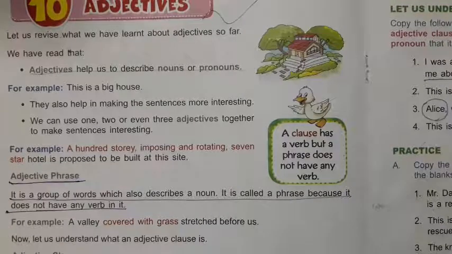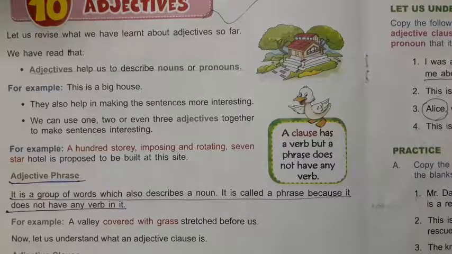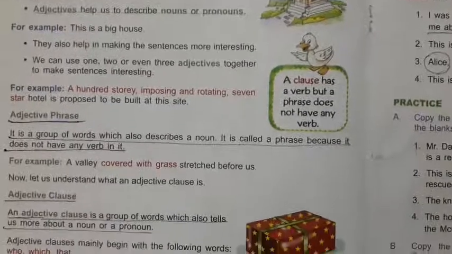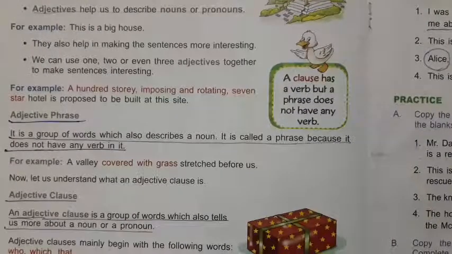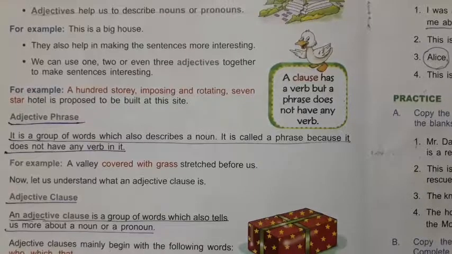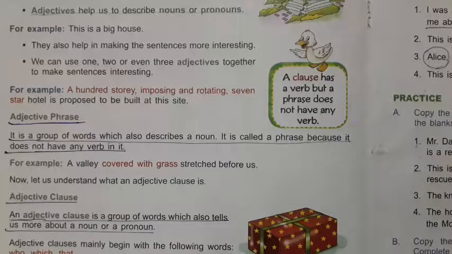So it is the definition of adjective that we can use more than one adjective to describe the noun or pronoun, because it enhances the meaning of a noun or pronoun. Now we have adjective phrase. It is a group of words which also describes a noun. It is called a phrase because it doesn't have any verb in it. Example is given: a valley covered with grass stretched before us. So an adjective phrase is a group of words which also describes a noun, but it doesn't have any verb in it.